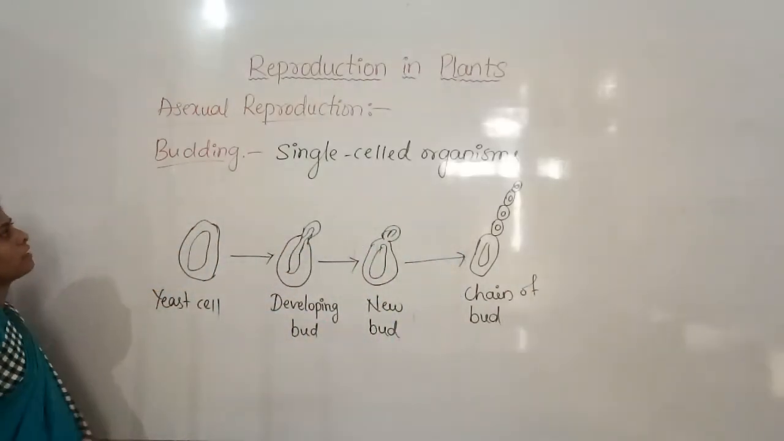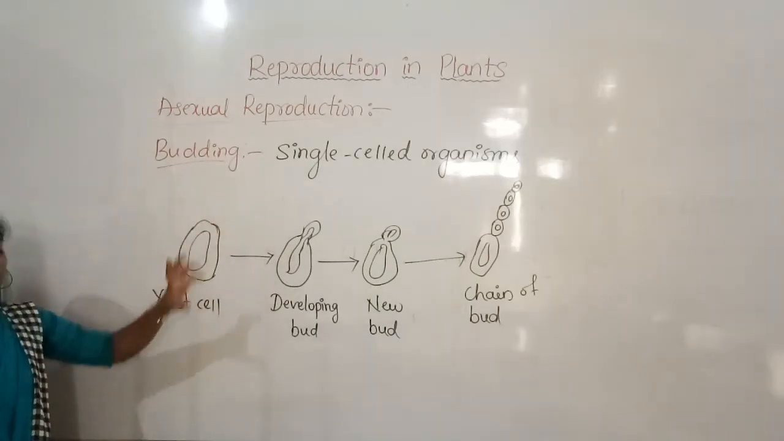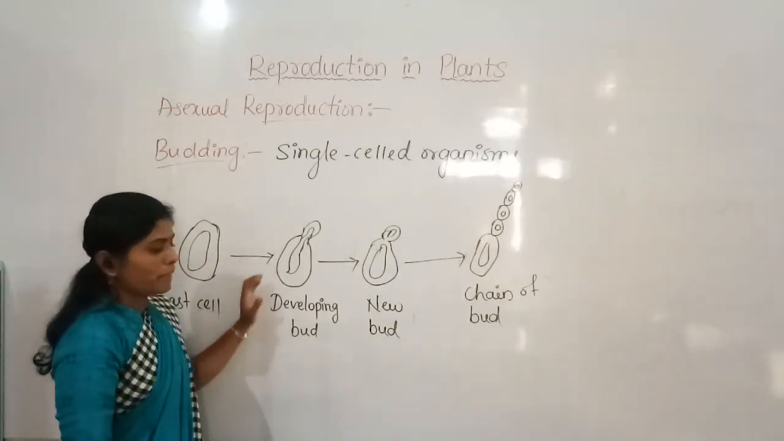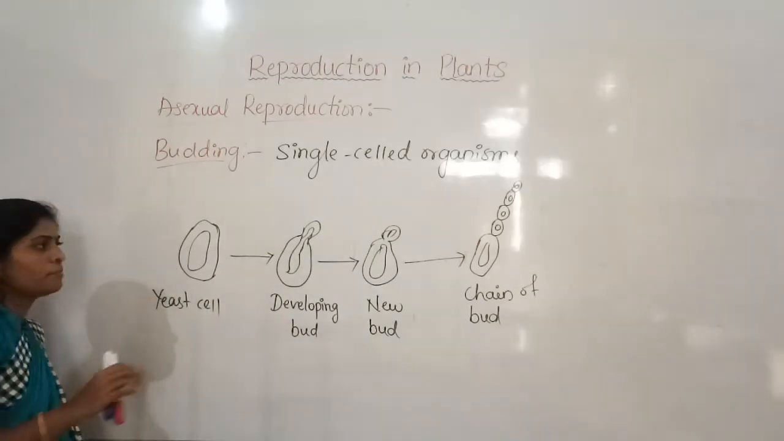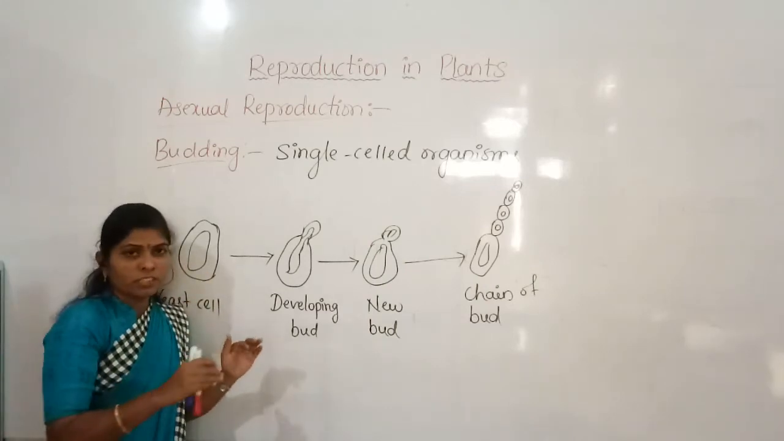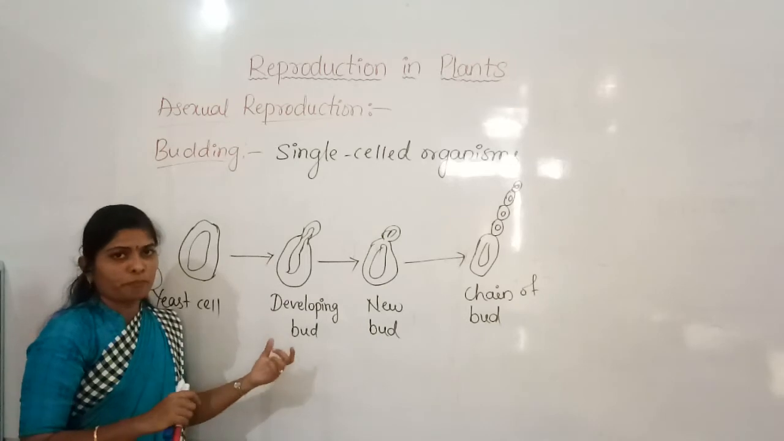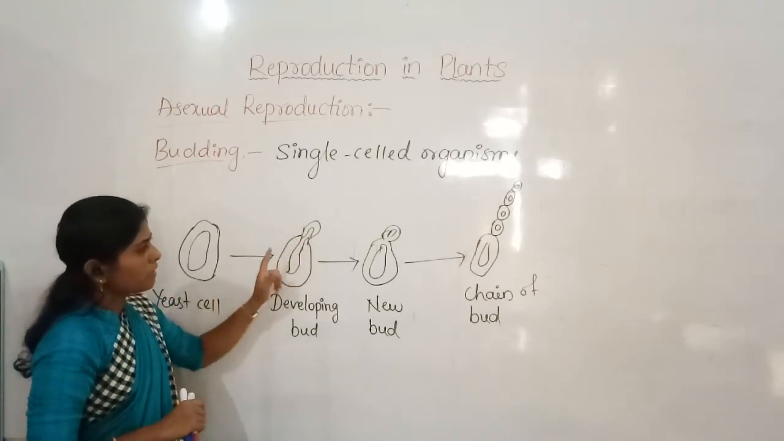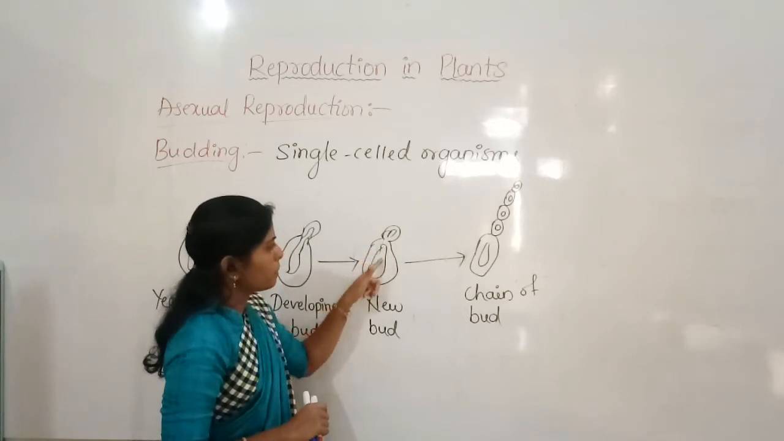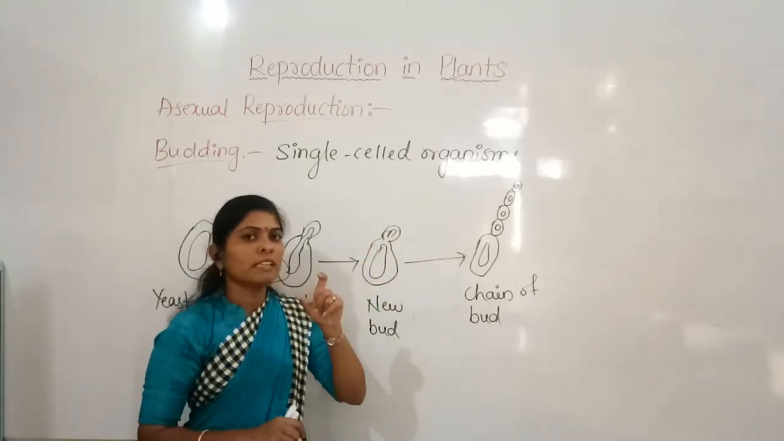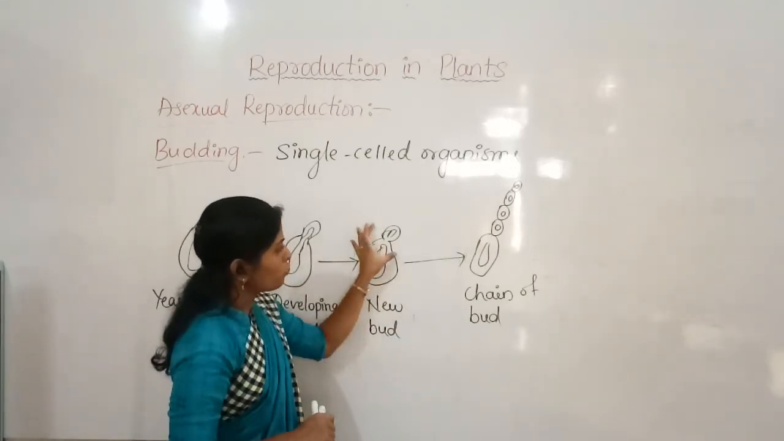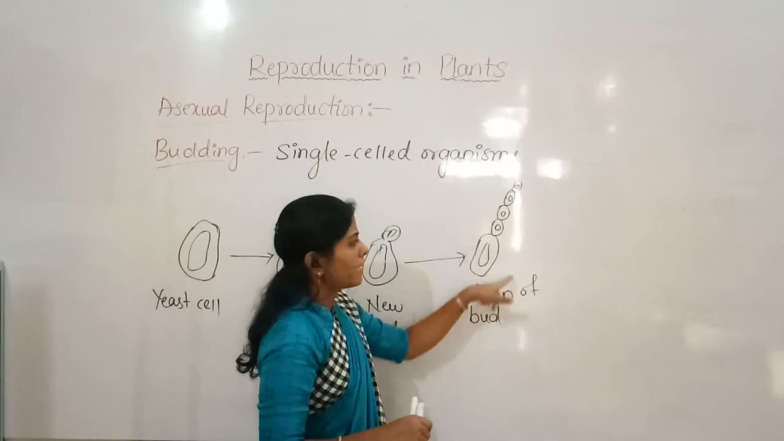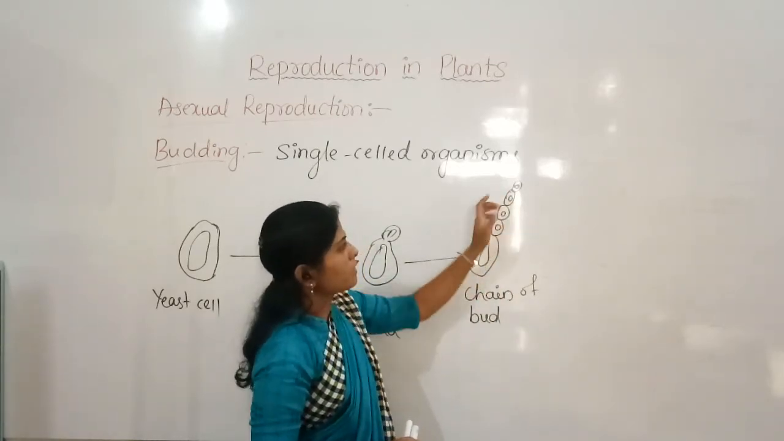So budding takes place in single celled organisms like yeast. This is the yeast cell, a single cell, and it goes on developing. We have to give particular conditions for that, so we keep it in a warm place, and the developing bud will be shown like this. It started developing, and then it is a new bud. The single yeast cell splits into two, here one and here one. This is the new bud, and here a chain of buds forms. The single cell is there, and the chain started growing like this.